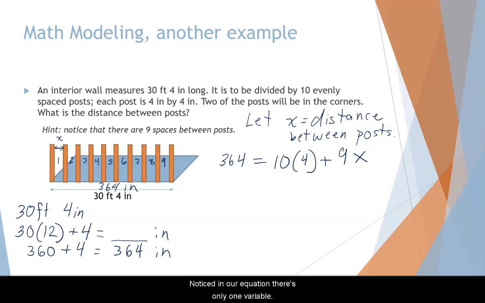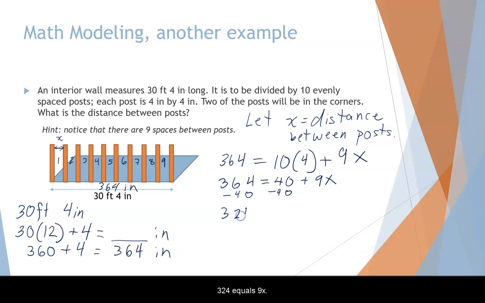Notice in our equation, there's only one variable. This is how we want it. If we put in another variable, we'd actually have to build a whole other equation, which makes it a lot more complicated. In this case, I don't see any other equation to build. This, however, with just one variable, is a solvable equation. Cleaning this up, we have 364 equals 40 plus 9x. Subtract 40 on both sides. 324 equals 9x. Divide both sides by 9.